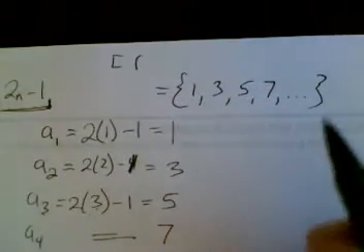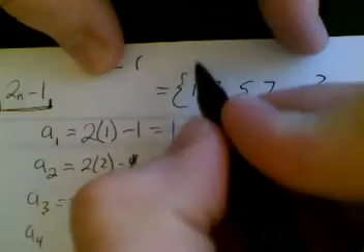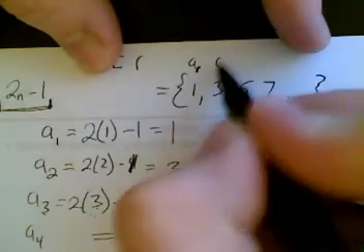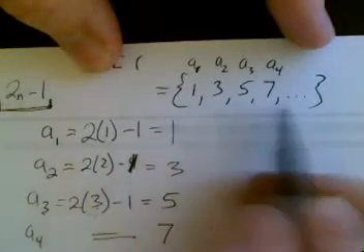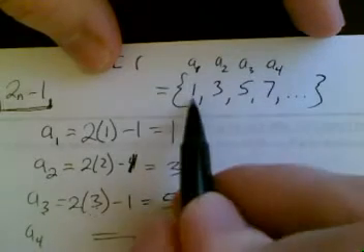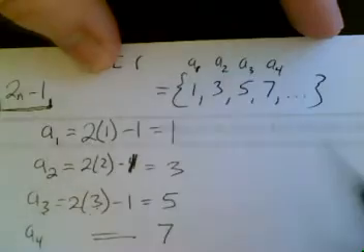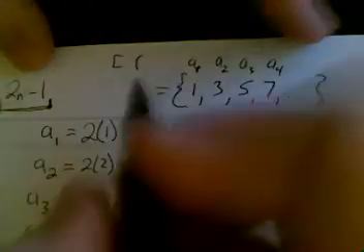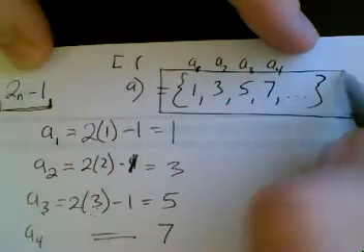It continues on forever. Now, I want you to also know that when I write the set notation out like this, this is a sub 1, a sub 2, a sub 3, a sub 4. When a set is written like this, that's what you can expect to know, is that the first term is a sub 1, the second term is a sub 2, and so on and so forth. So that is part A. Those are the first 4 terms.